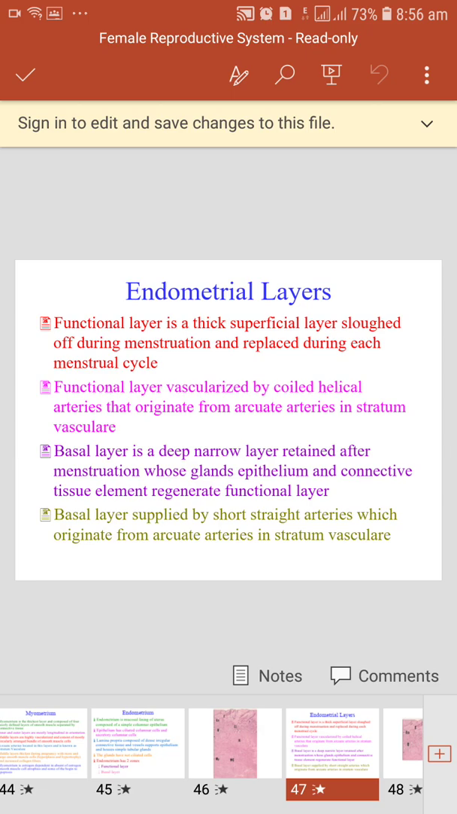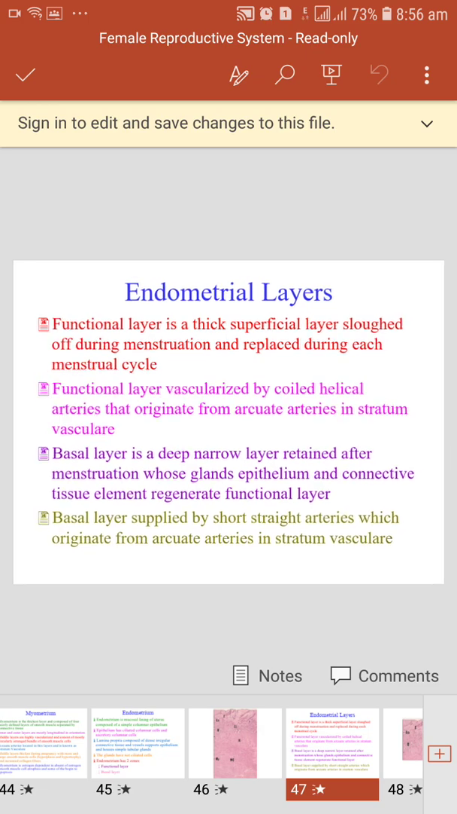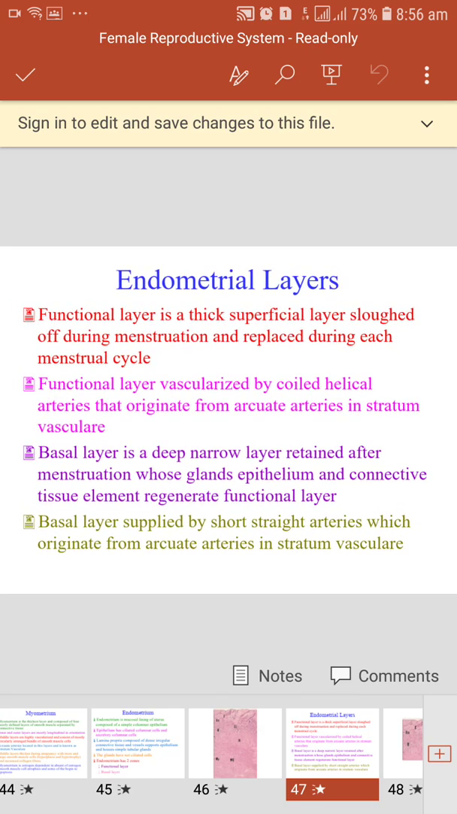Endometrial layers: the functional layer is a thick superficial layer sloughed off during menstruation and replaced during each menstrual cycle. It is vascularized by coiled helical arteries that originate from the arcuate arteries in the stratum vasculare. The basal layer is a deep narrow layer retained after menstruation, whose gland epithelium and connective tissue elements regenerate the functional layer. It is supplied by short straight arteries which originate from the arcuate arteries in the stratum vasculare.